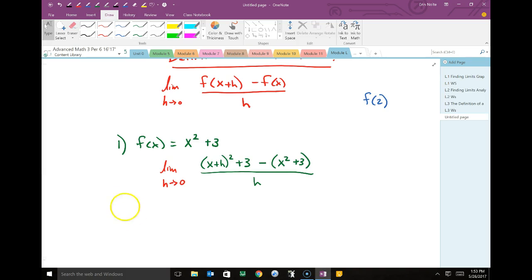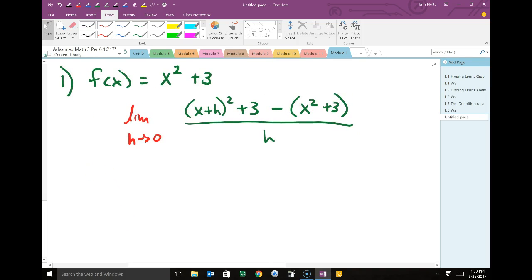Now we are at a place where we were in that last assignment. How do you find a limit? What do you do? Plug in 0. So if I plugged in 0, let's see if we can do this mentally. If I plug 0 into the h, I would have x plus 0, which is x. X squared is x squared.